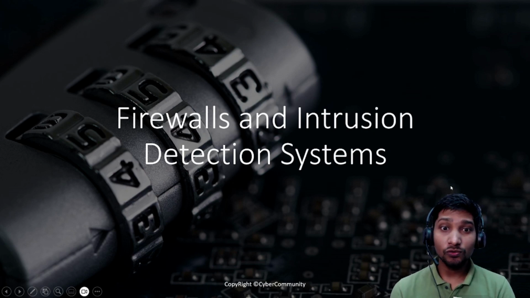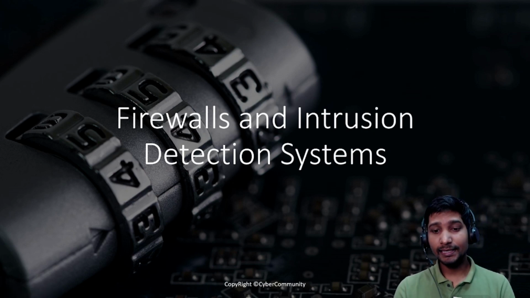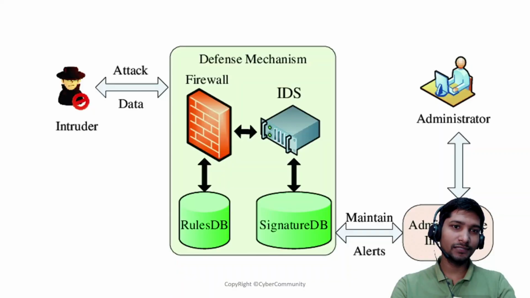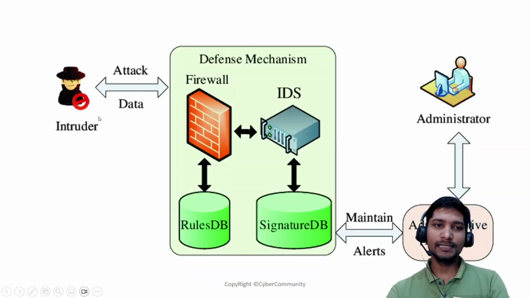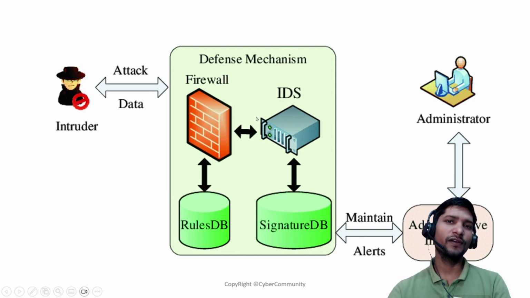Firewalls and intrusion detection system. So this is the second section. Let's talk about IDS with the help of a very beautiful diagram. So here you can see the intruder, and here you can see the firewall and IDS. IDS is nothing but intrusion detection system. These two are both defense mechanisms.